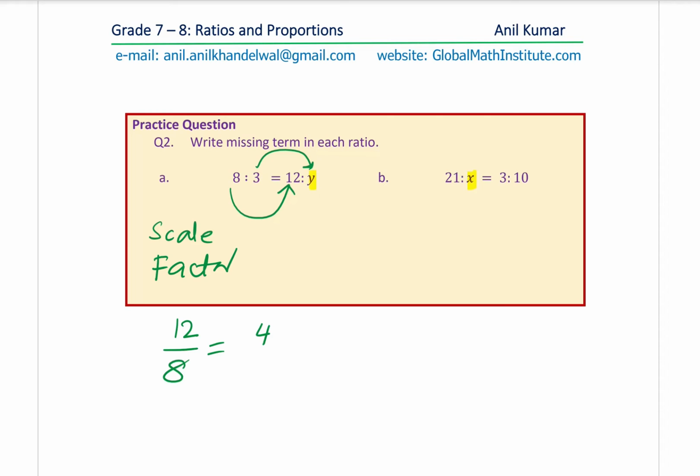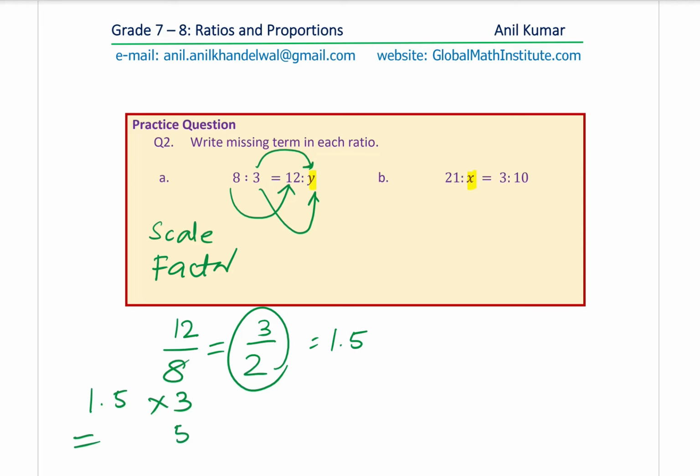So 12 by 8, if you divide by 4, okay, let's divide by 4, we get 4 times 3 and 4 times 2. So that is your scale factor. Or you could write this as 1.5. 3 by 2 will also work for you. Now, you have to multiply 3 by 1.5. So do 1.5 times 3. When you do that, 3 times 5 is 15, and you get 4.5 as your answer. So in this case, you know y is 4.5.